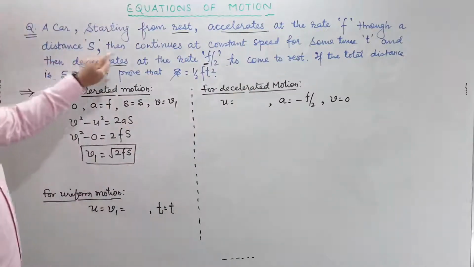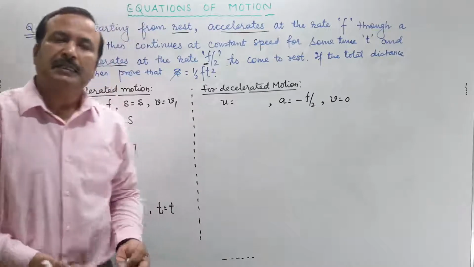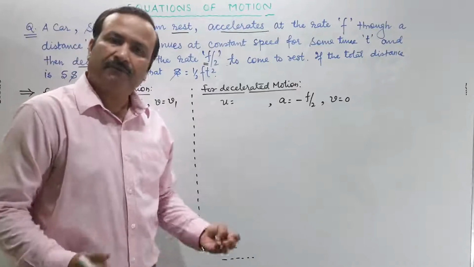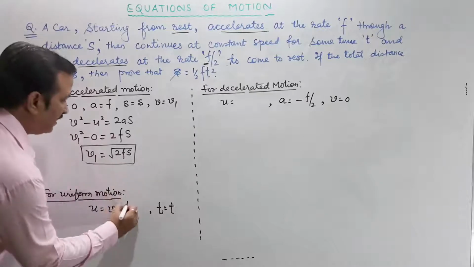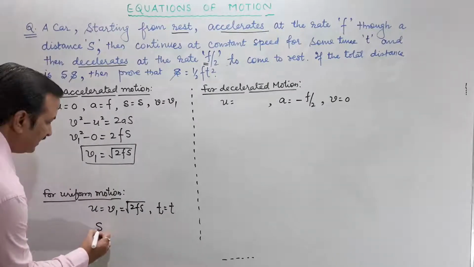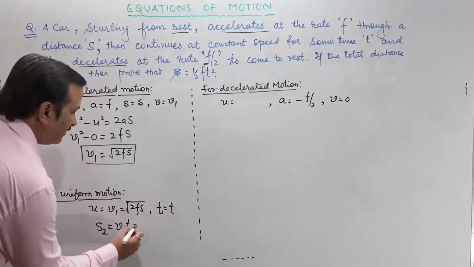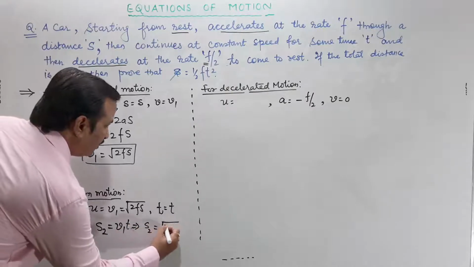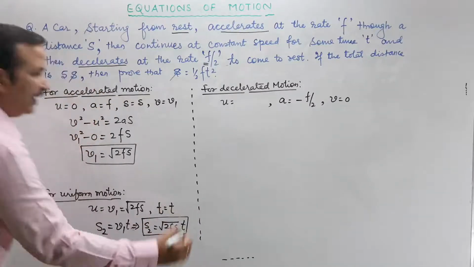Now, it continues at constant speed for some time. When it is moving with uniform speed, continuously, then we have velocity v equal to distance by time. We can find distance as velocity into time. So for uniform motion, if we take u equal to v1, which is nothing but under root 2fs, and time t, then distance s2 will be equal to v1 into t, that is s2 equal to under root 2fs into t. This is the distance s2 we are getting.